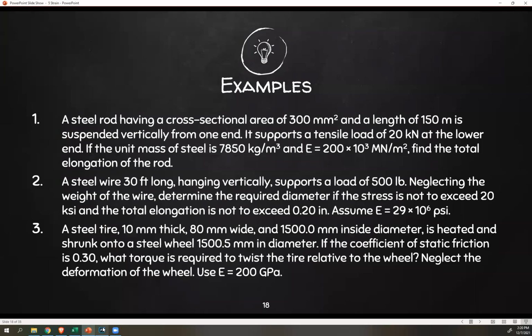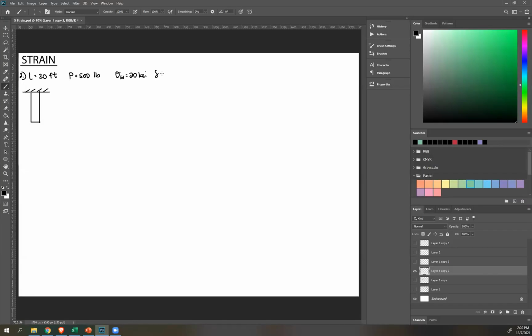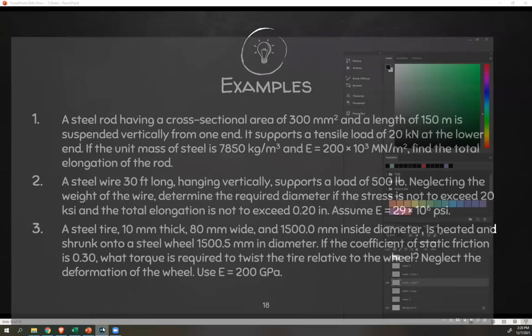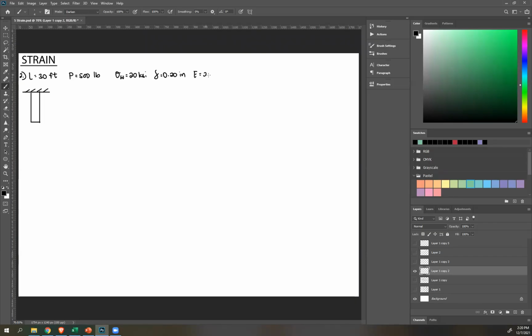Total elongation not to exceed 0.20 inches. So deformation is limited to 0.20 inches. And then E is 29 times 10 raised to 6 psi. All right. So we're looking for the minimum diameter, and we're given the following.